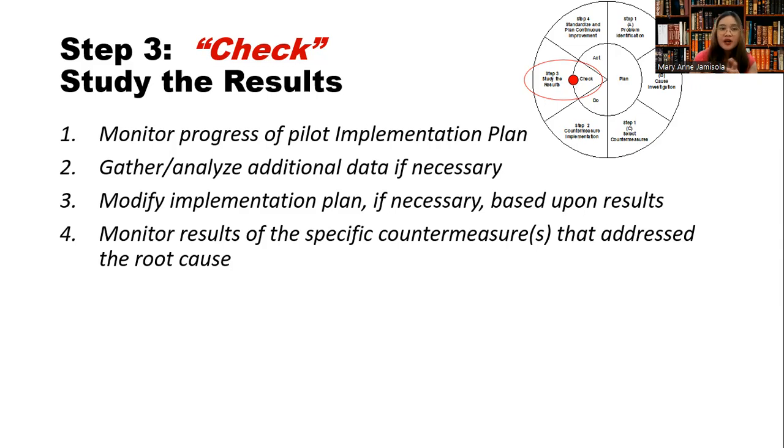So if there are unforeseen events or fortuitous events that would delay the implementation of our plan, such as, for example, if the place where our company is situated has experienced catastrophes or any accidents or any unforeseen events, so we need to modify our implementation plan. And then monitor results of the specific countermeasures that address the root cause. So more on monitoring, okay?